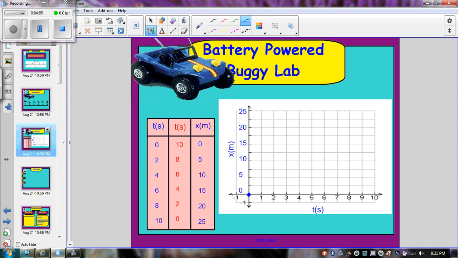At 2 seconds, my data shows that I was at the 5 meter mark. So I will put a dot there. At 4 seconds, I was at the 10 meter mark. At 6 seconds, I was at the 15 meter mark. At 8 seconds, I was at the 20 meter mark. And then finally at 10 seconds, I was at the 25 meter mark.